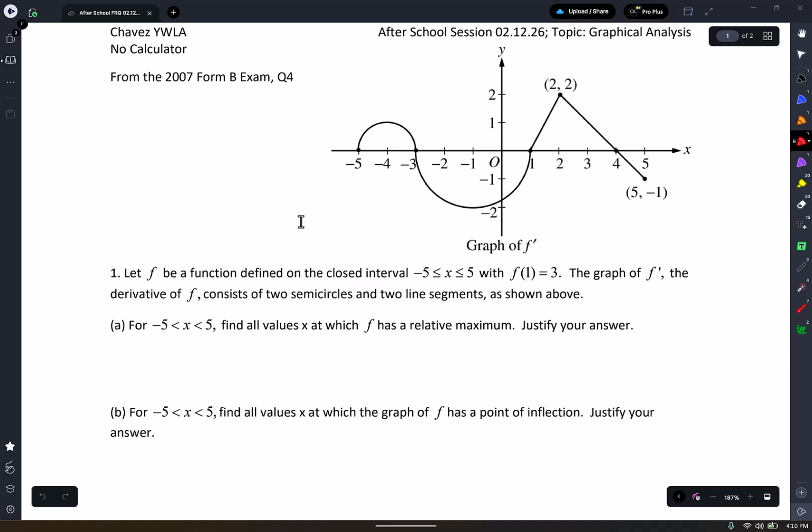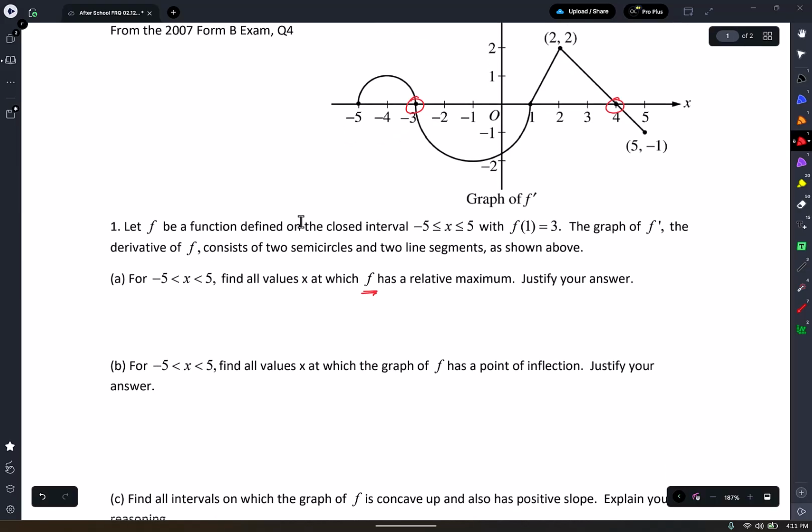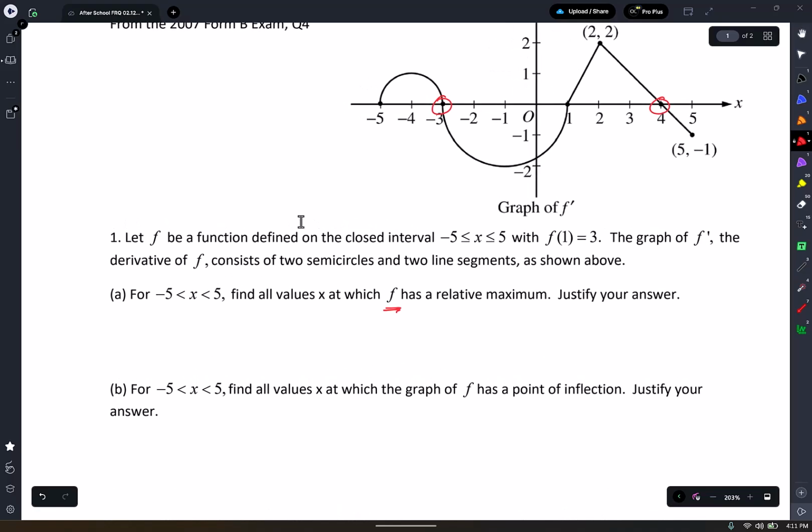Between -5 and 5, find all values of x at which f has a relative max. Justify your answer. Well, I'm looking at f prime, and f is going to have a max whenever f prime changes from what to what? Positive to negative. So it could be possible here, and it could be possible here. So there it is, and it just wants me to list all x values and then to justify my answer.